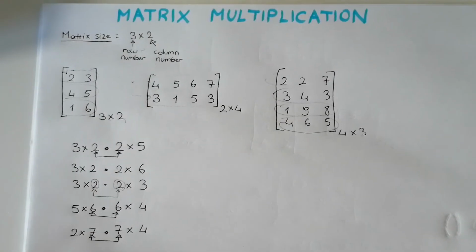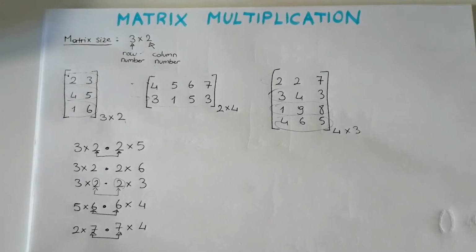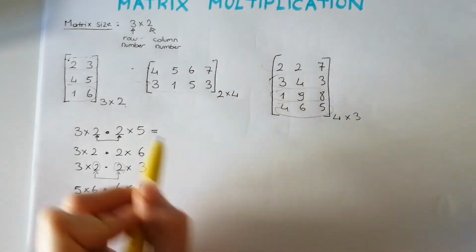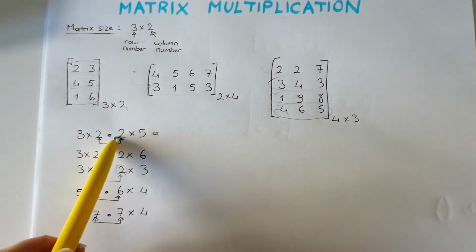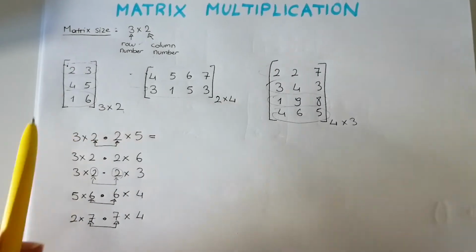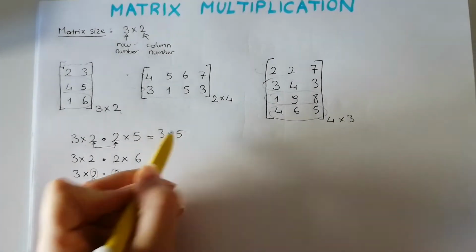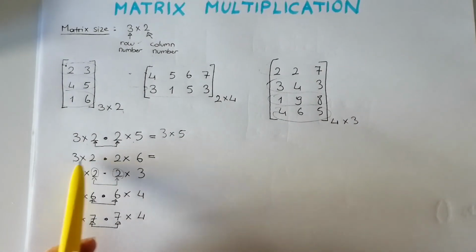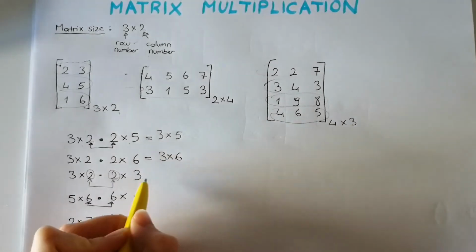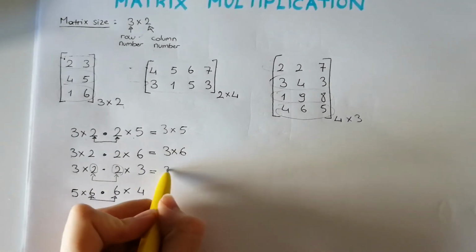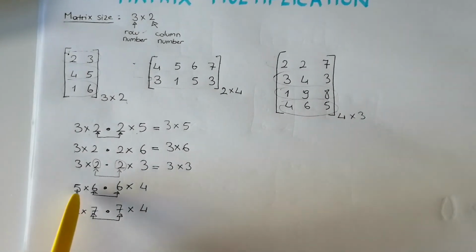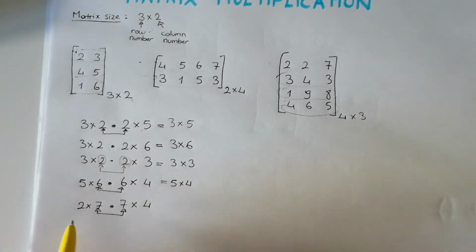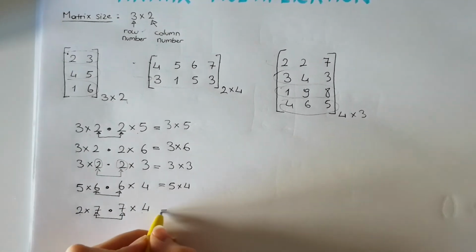So what is the size of the final matrix? What we get when we multiply these two matrices? You can think like these numbers inside disappear and you get a 3 by 5 matrix. Here the final matrix size is 3 by 6. Here it is 3 by 3. And here it is 5 by 4. Here 2 by 4.